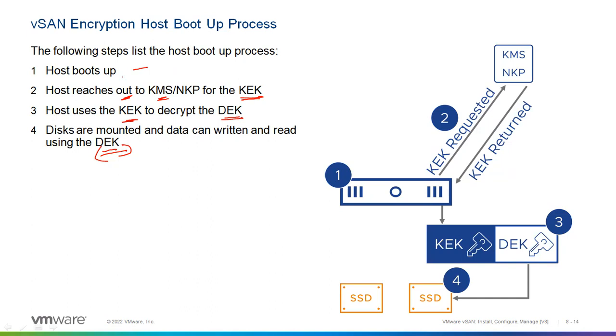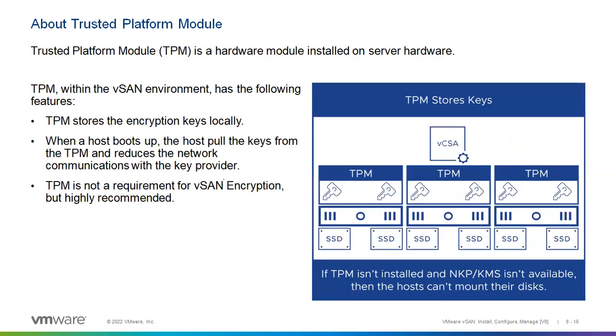This is just showing that whenever my host boots up, and I have already configured my setup for encryption purposes, the host reaches out again to the KMS server with the KEK request. If it doesn't have the KEK, then it will get the KEK from the vCenter server first. The process we have seen earlier. Anyway, it's an internal process. We don't need to worry too much about it. That is being taken care of.